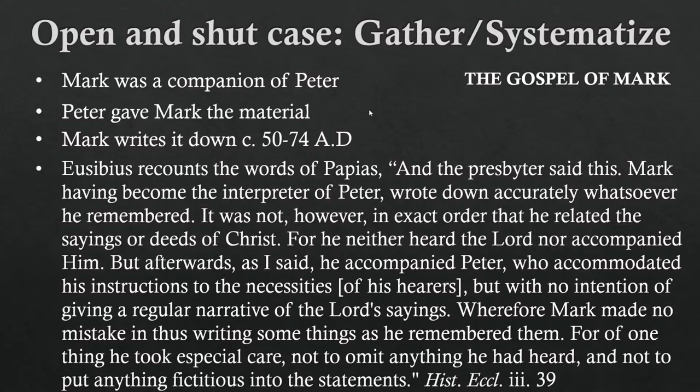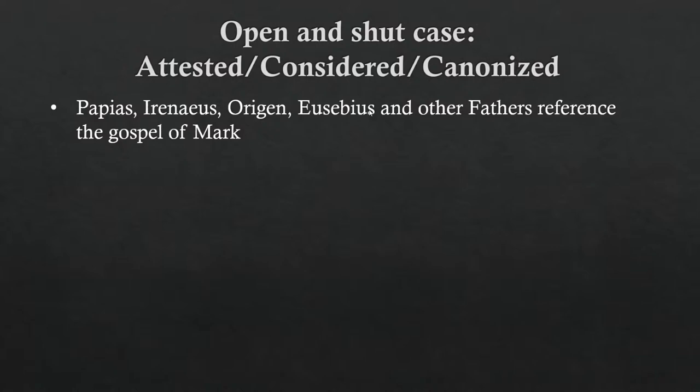So what happens next then? Well, we get the attested bit. So we had Papias just then attesting Mark as authoritative and as trustworthy. So too does Irenaeus and Origen, the great theologian from Alexandria, and Eusebius, spelt correctly this time, and other references from the church fathers to the Gospel of Mark.